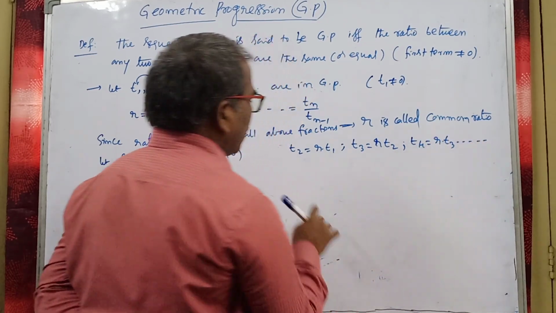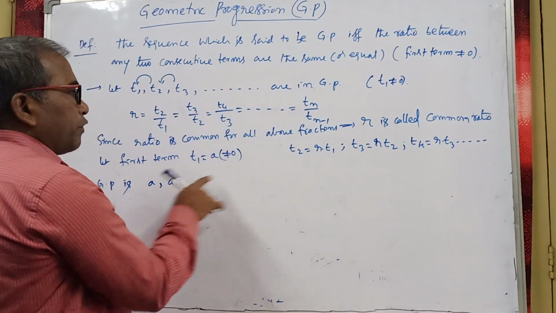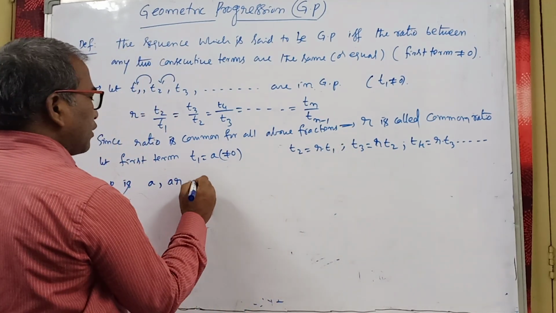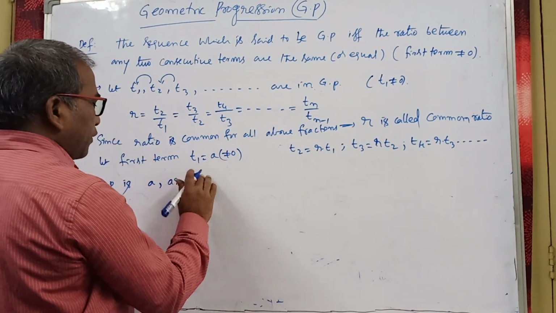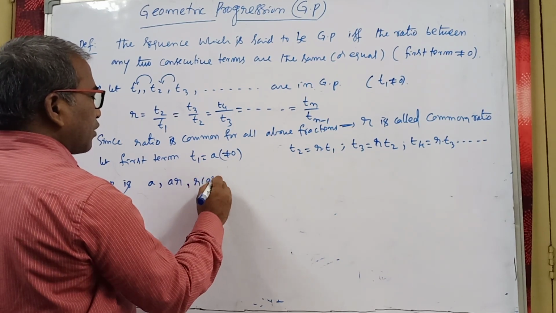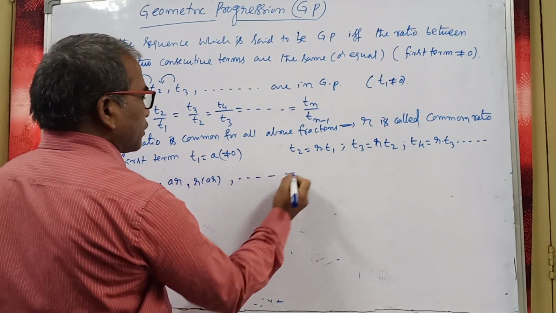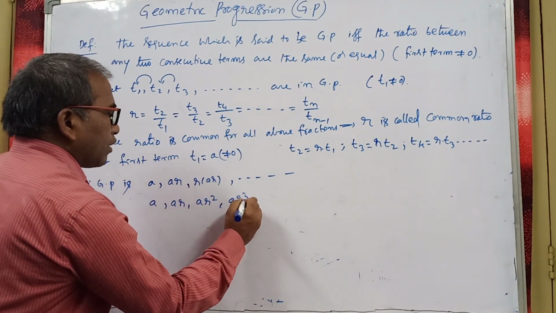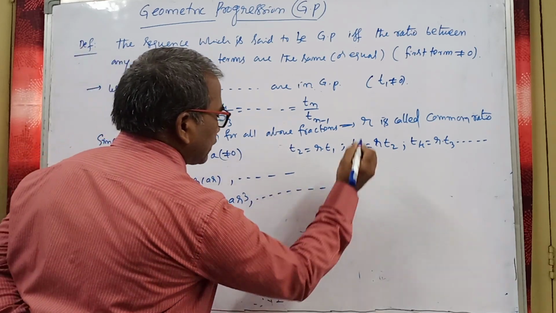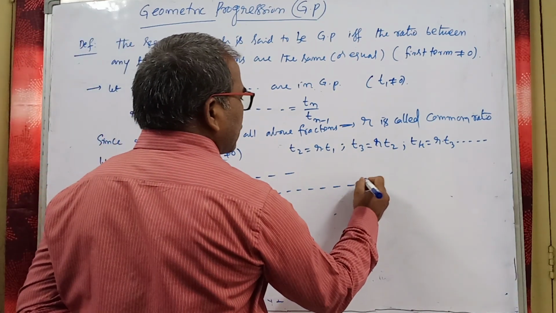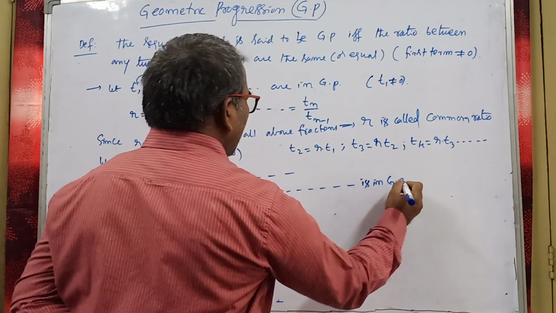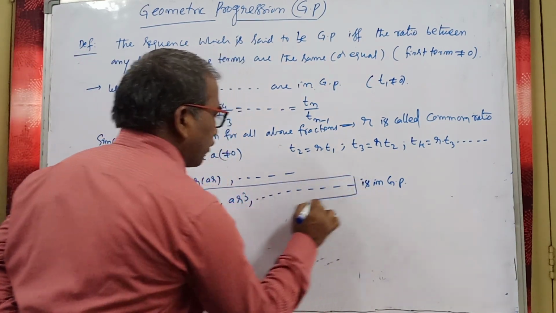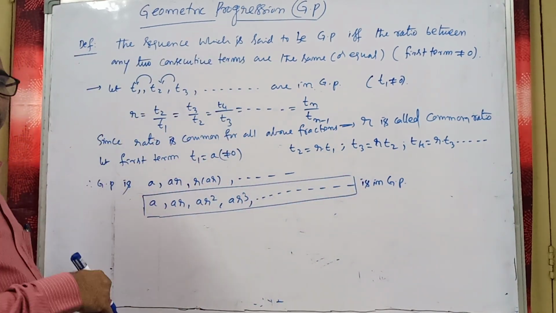The series is going like this. T1 is A, T2 is A into R, next R into AR, and so on. So it is nothing but A, AR, AR square, AR cube, and so on. This is in GP. This is the general form of GP. What is the general form of GP?